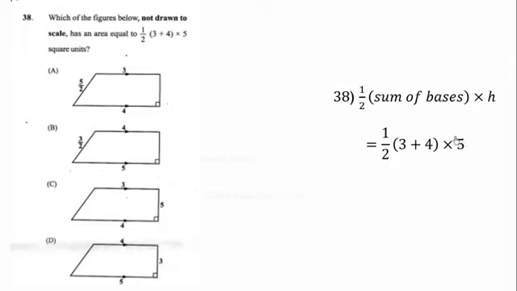the height is 5. So we look for a trapezoid whose height is 5, and that is this one. And you know the bases, or the parallel sides, are 3 and 4. Therefore, the correct answer is option C.